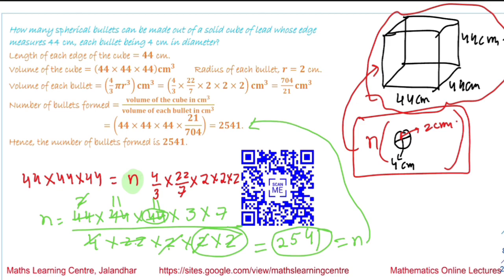So what we see from this question is that if the lead box is given and we have to form the bullets, then what stays the same between these two is that the total volume of the lead will be the same.